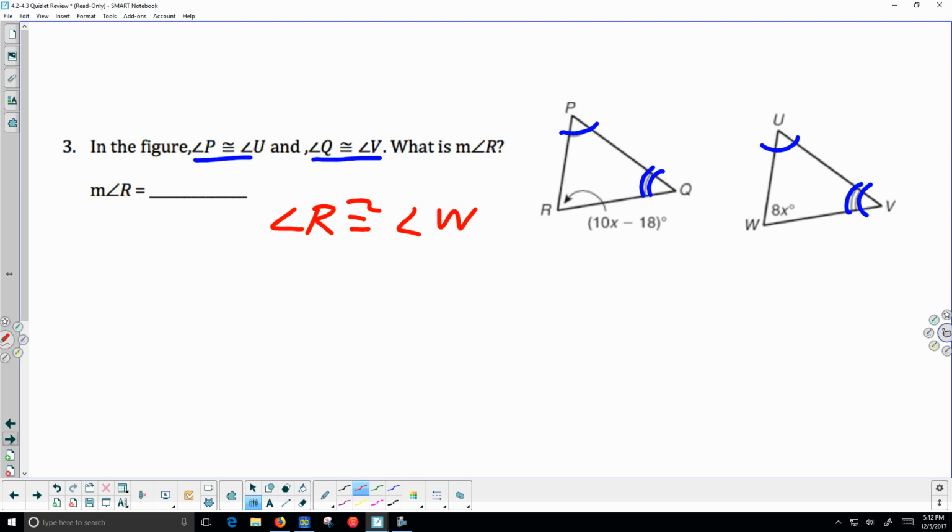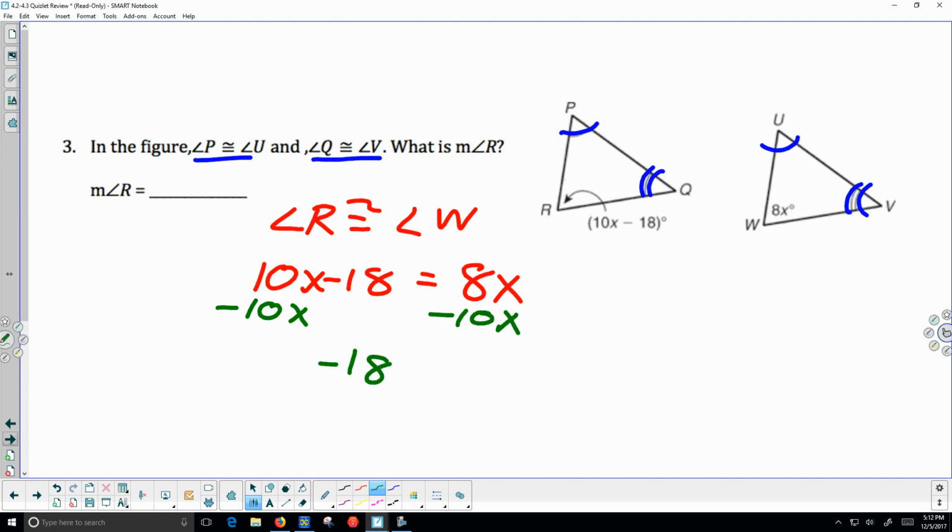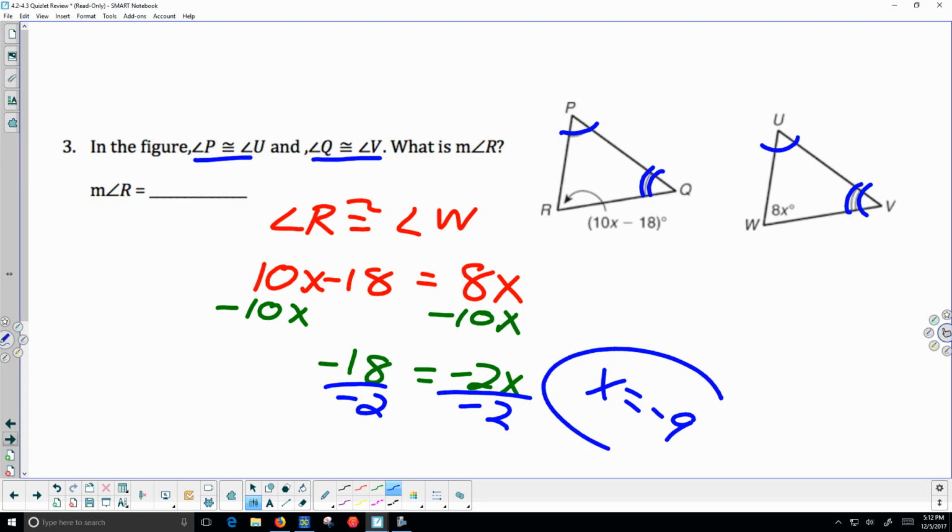So actually, I'm able to take 10x minus 18 and set it equal to 8x. So now I can go and find my traditional x back in algebra 1. I'm going to subtract 10x from both sides. I've got negative 18 equals negative 2x. I'm going to divide by negative 2, and that means that x is going to be equal to negative 9. But that's not the measure of angle R.